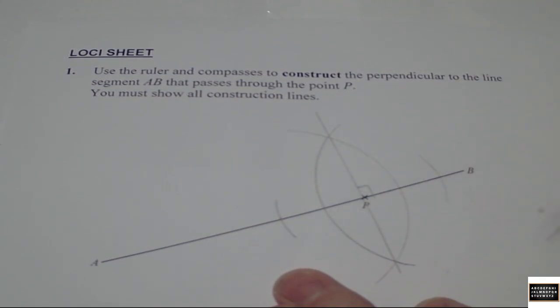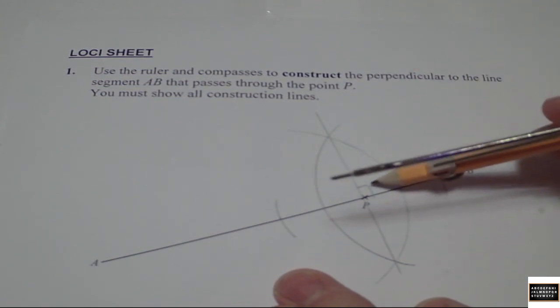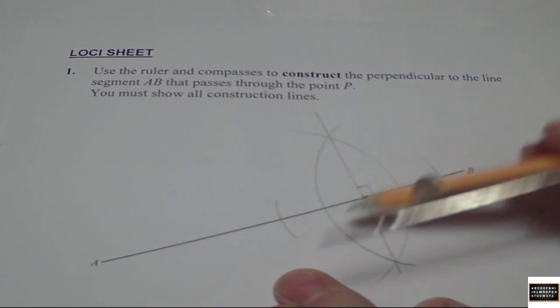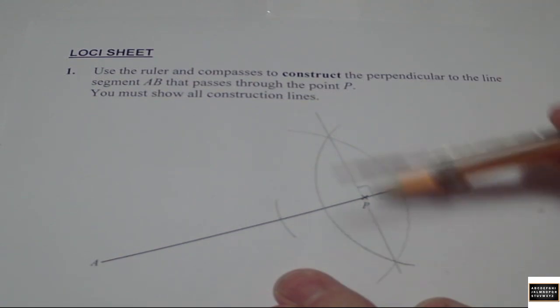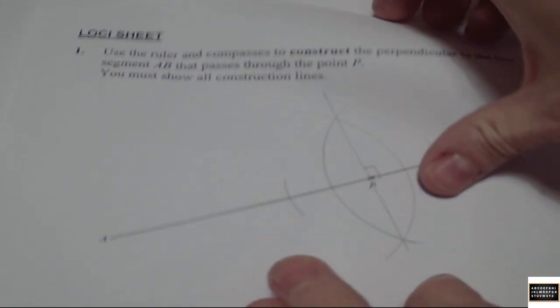So that's how you construct a perpendicular, not a perpendicular bisector, just a perpendicular. So 90 degrees to the line. So the two arcs, very important to start with, and then obviously drawing the two arcs there and then joining them up with a ruler. So that was quite a straightforward example.